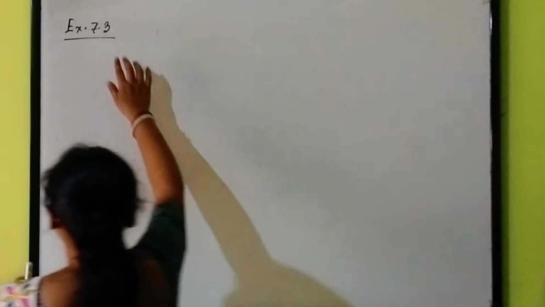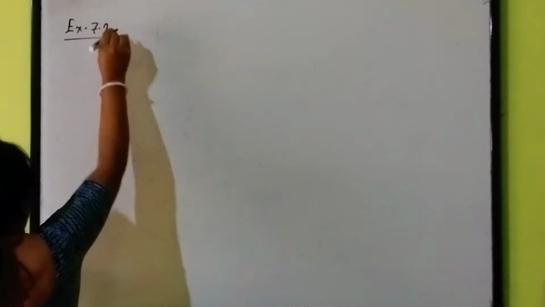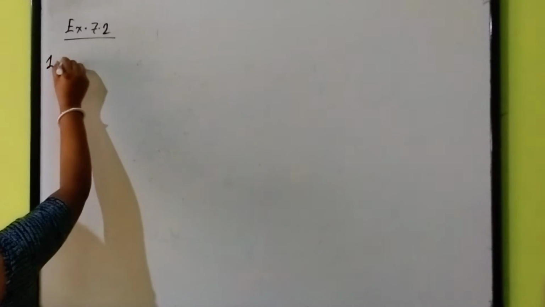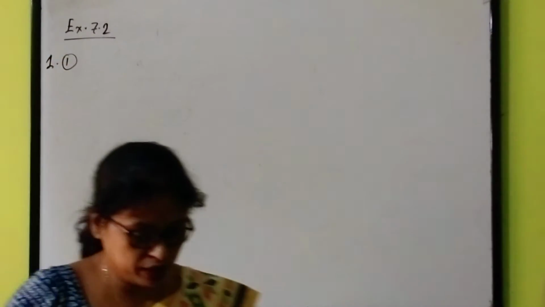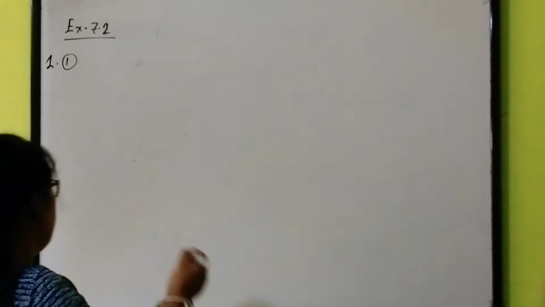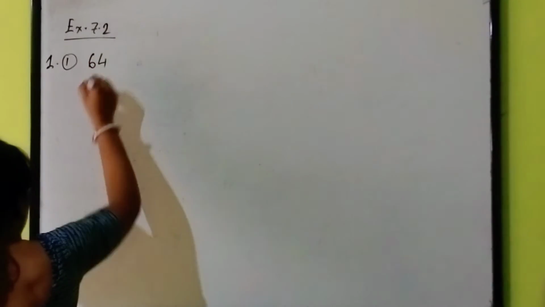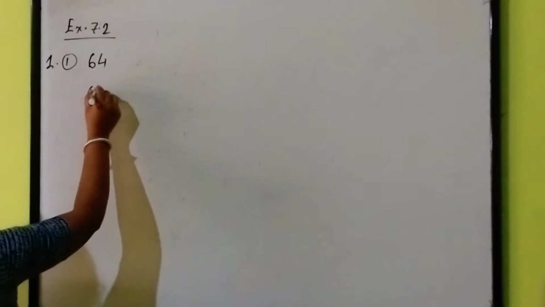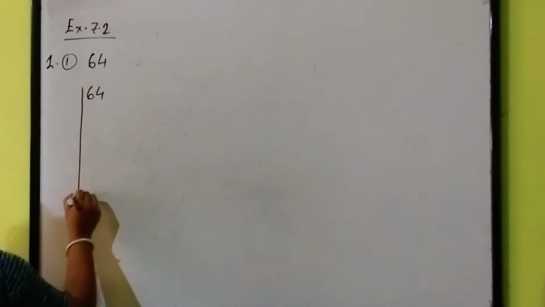Let us start exercise 7.2. Sorry, not 7.3. Extremely sorry. It is 7.2. Question number 1 only we will do. Question number 1 is 64. Very easy. How to find out the cube roots. Let us start by the prime factorization method.